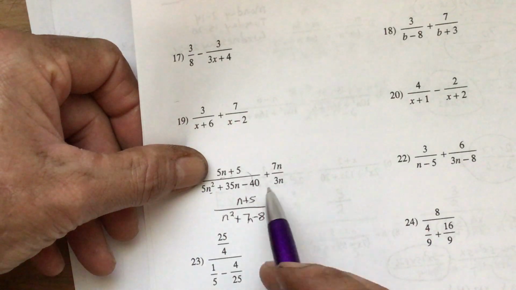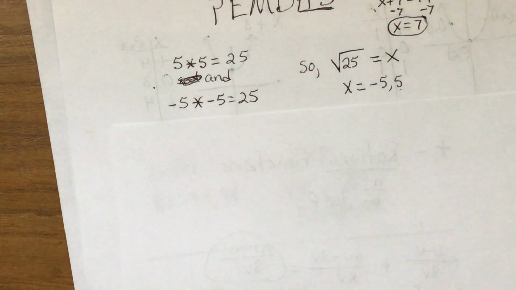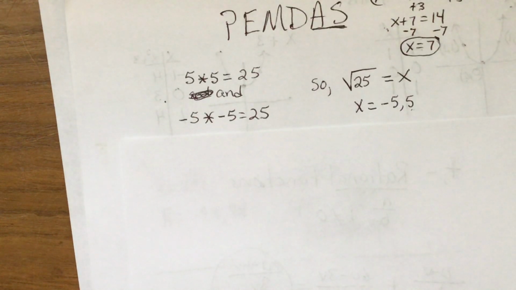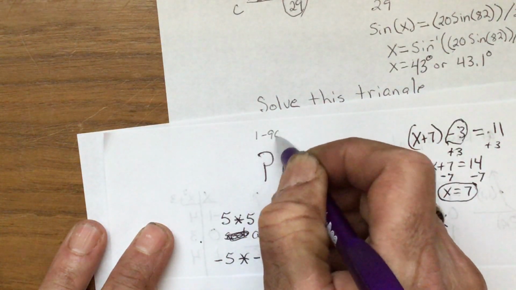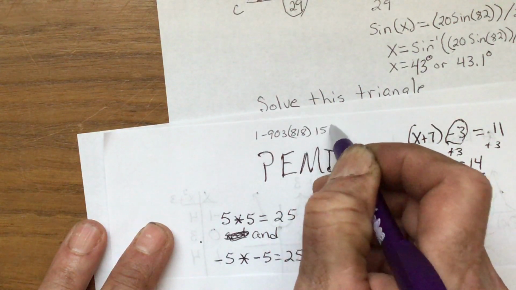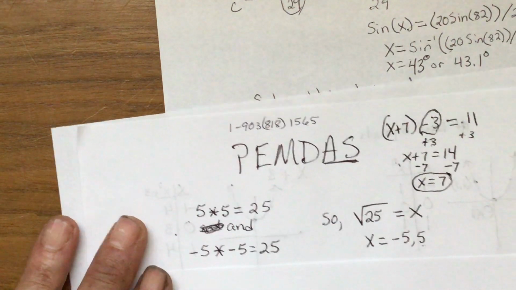Okay, I'm going to let you have it from there. You can do it. If you have questions, if you get stuck, if I've just blown your mind away, call me at 1-903-818-1565. Call me, send me a message, email me, take a picture of your work where you're stuck, send it to me in a message, but do it because I know that you can.